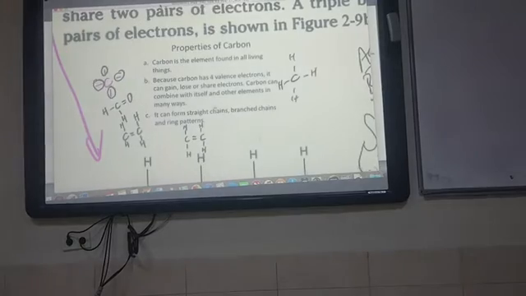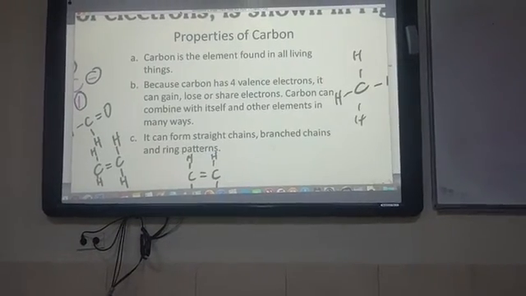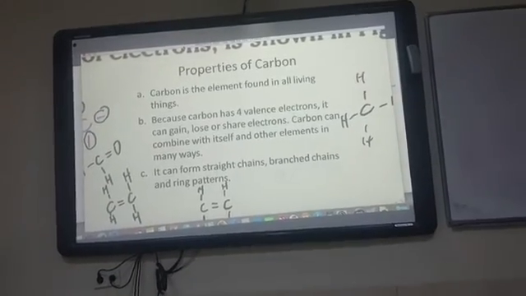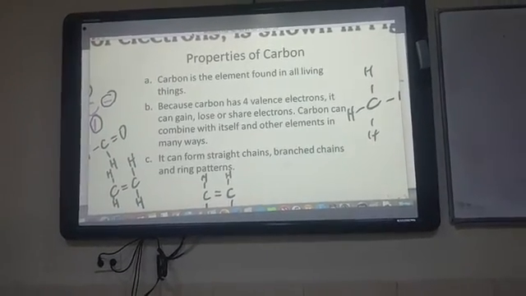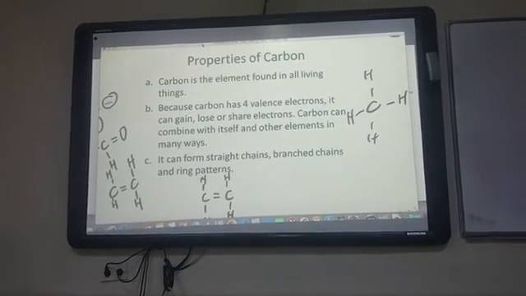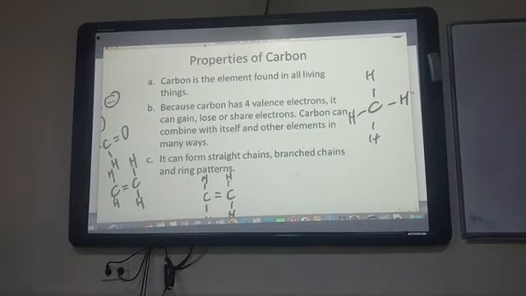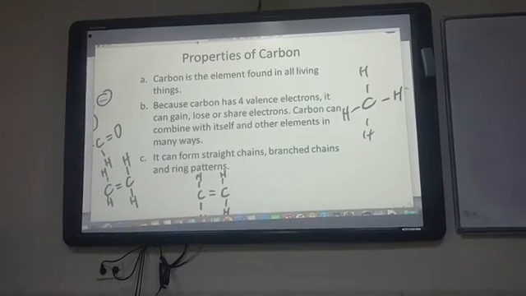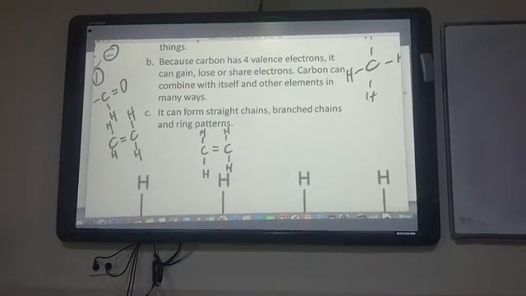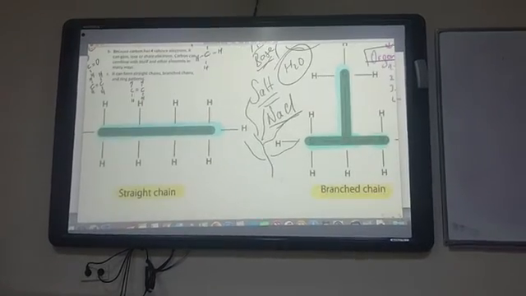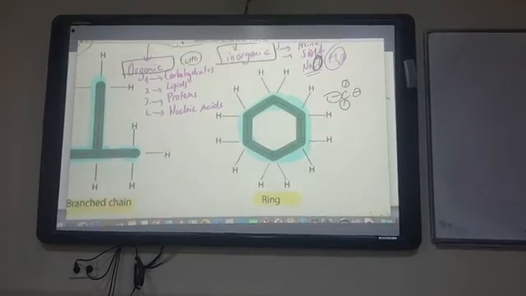Here again, carbon bonding. These are properties of carbon. Carbon is the element found in all living things, and there is a branch of chemistry, organic chemistry, with carbon at its center. Because carbon has 4 valence electrons, it can gain, lose, or share electrons. Carbon can combine with itself and other elements in many ways. It can form straight chain, branch chain, and also ring.